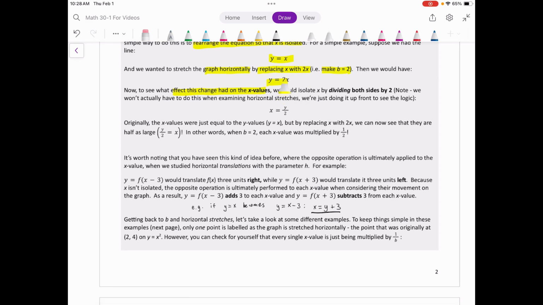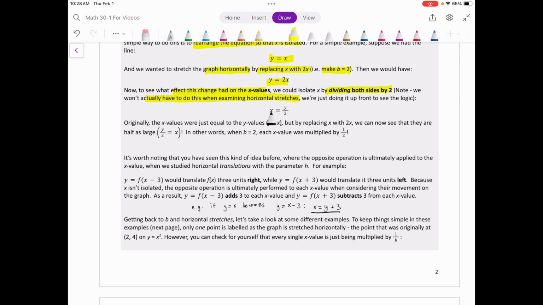Look, we replaced x with 2x. In order to solve for x and see what happened, we're going to divide both sides by 2. Now, we don't actually have to do this when we're examining horizontal stretches. For the most part, we can just get comfortable with the idea that b is 2, so a horizontal stretch is a factor of 1 over 2. But to get the logic here, to see why it makes sense that we multiply every x value by 1 over b, let's go ahead and do that.